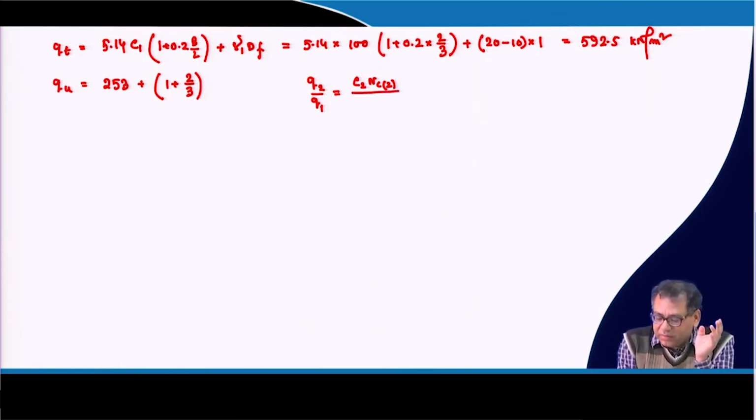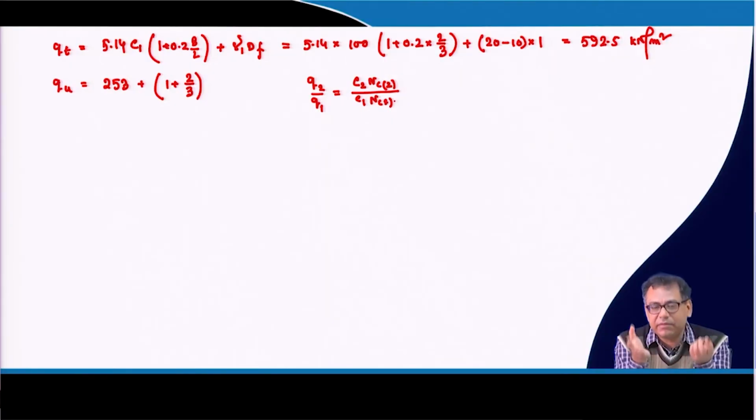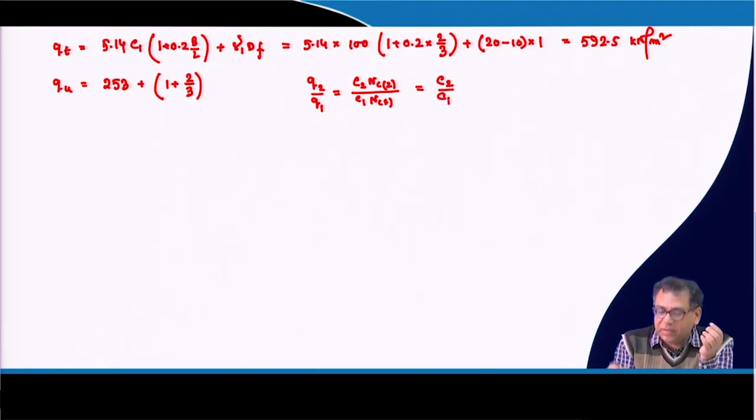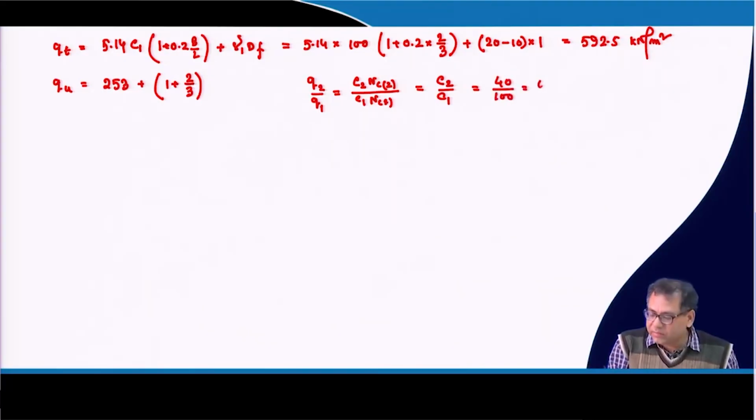Now for Q1, if I put the foundation on the first layer, the same thing will happen: it will be C1 Nc1. But in both cases phi is equal to 0, so Nc2 will be equal to Nc1, and both will be 5.14, so it will cancel out. If both layers are cohesive soil, then it is simply the ratio of the cohesion, C2 by C1. Here your C2 is 40 kPa and C1 is 100 kPa, so this is 0.4.